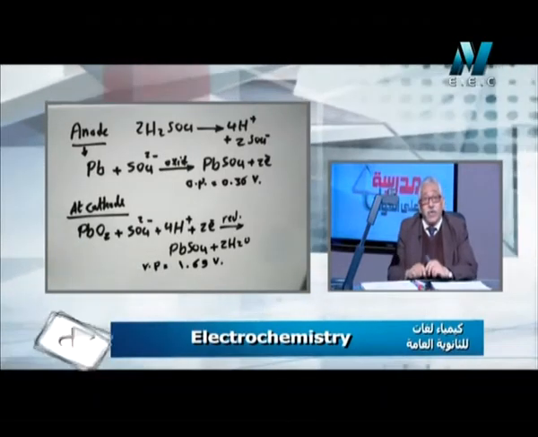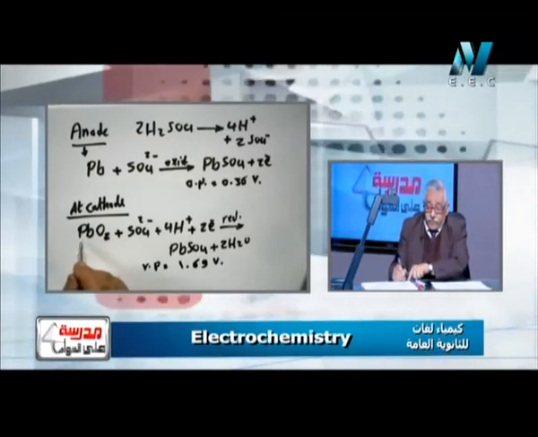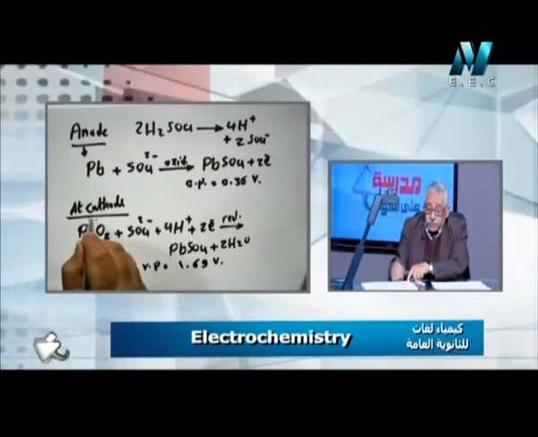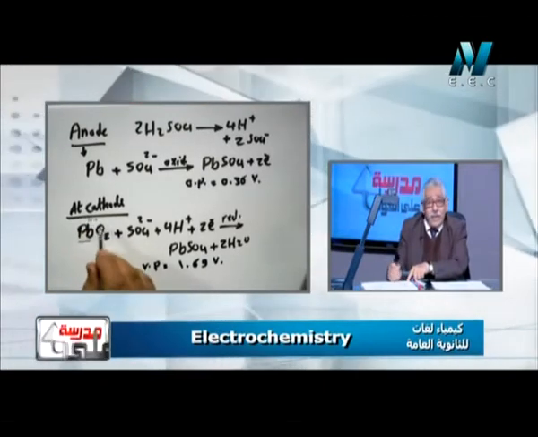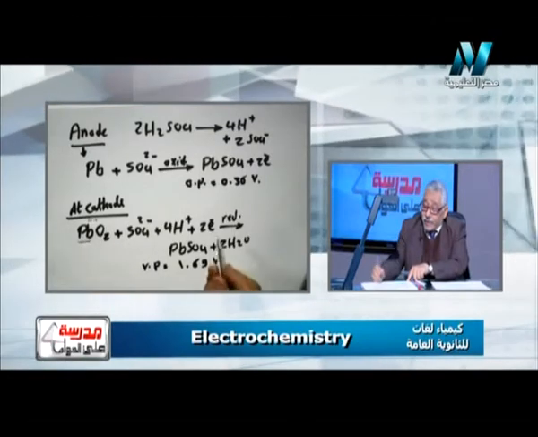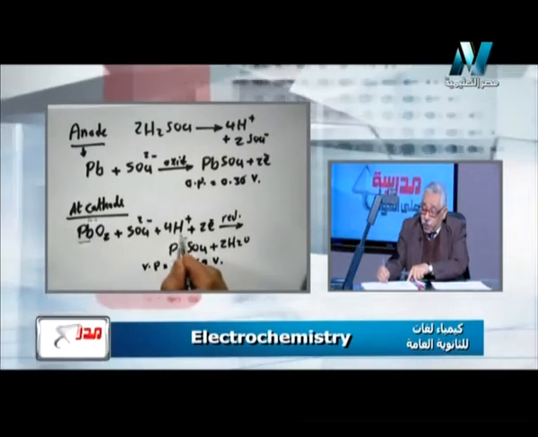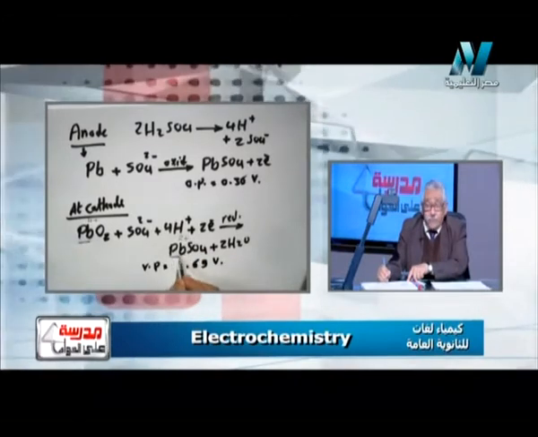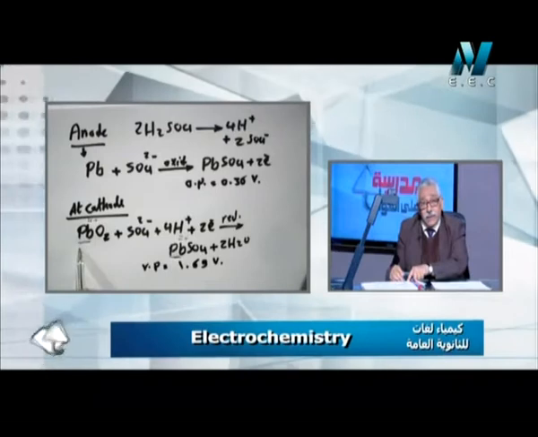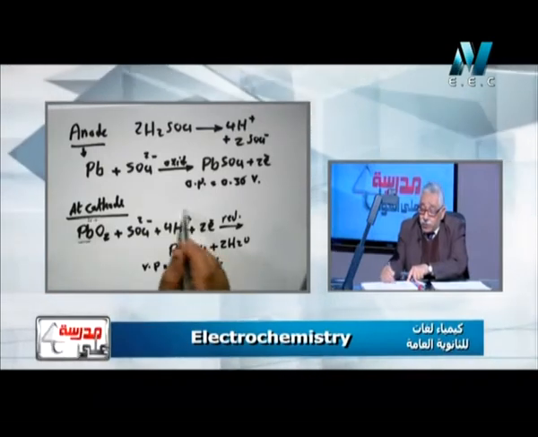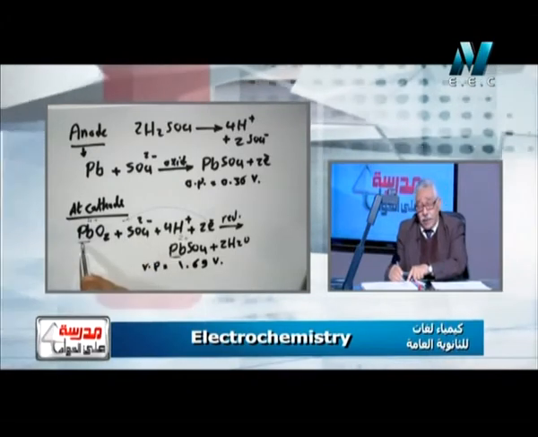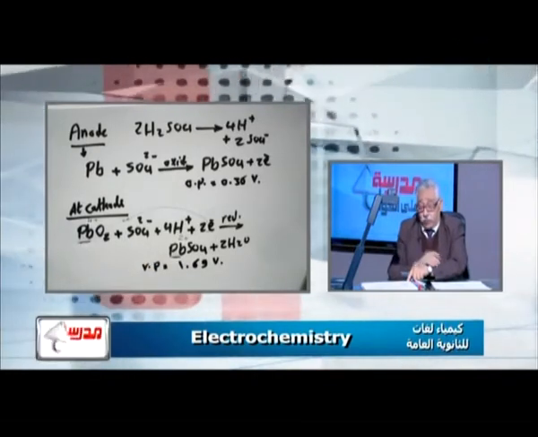Let's explain what occurs at cathode in detail. Here the oxidation number of Pb is positive 4. Why? Because the oxygen is negative 2 with 2 oxygen يبقى negative 4, so it is Pb positive 4. It is converted into Pb positive 2 in PbSO4. So reduction occurs because it takes the 2 electrons. 2 electrons are taken by the Pb positive 4 to become Pb positive 2.